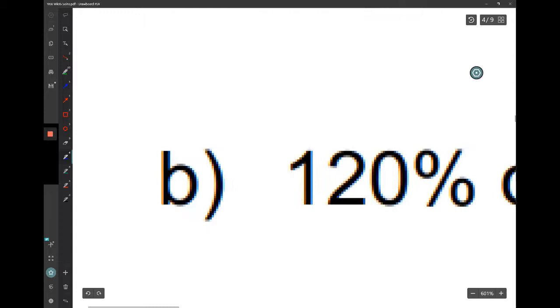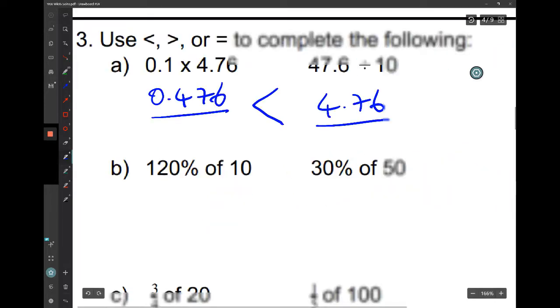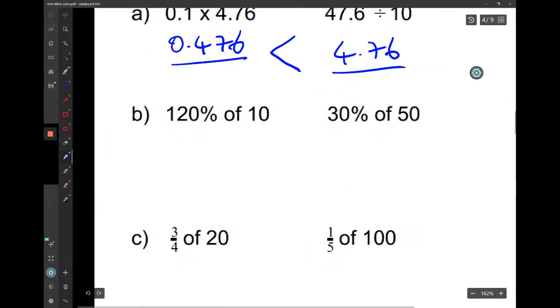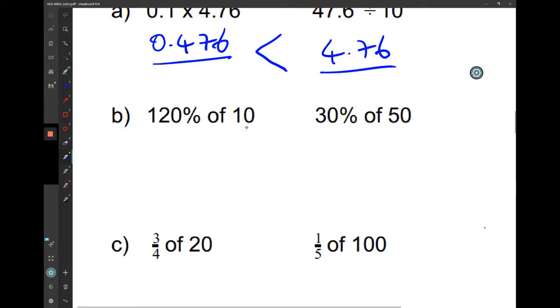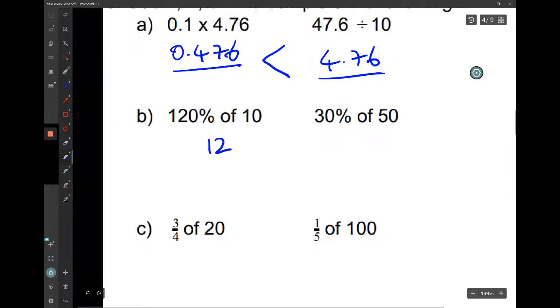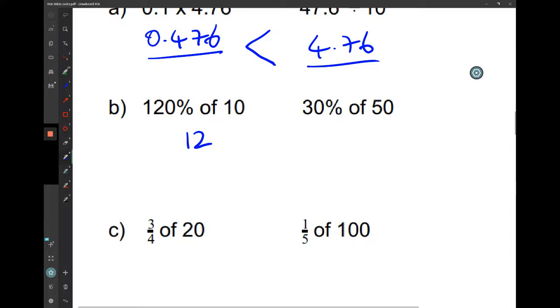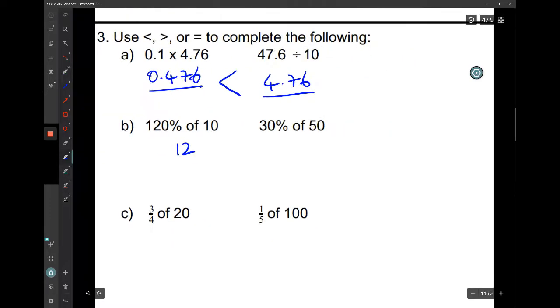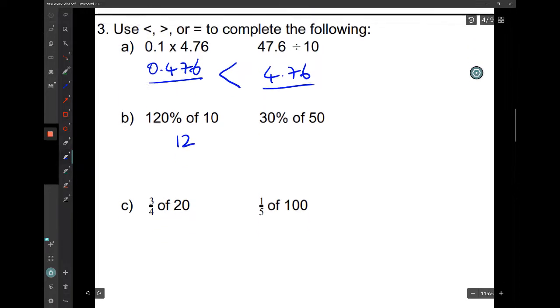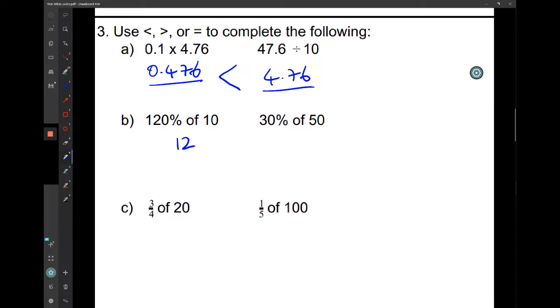120% of 10. So 100% of 10 is 10, and then 20% is 2, so that's going to be 12. 30% of 50, you can do most of these in your head. Well, 10% of 50 is 5. So 30% will be 5 times 3, which is 15. So again, 12 is less than 15.